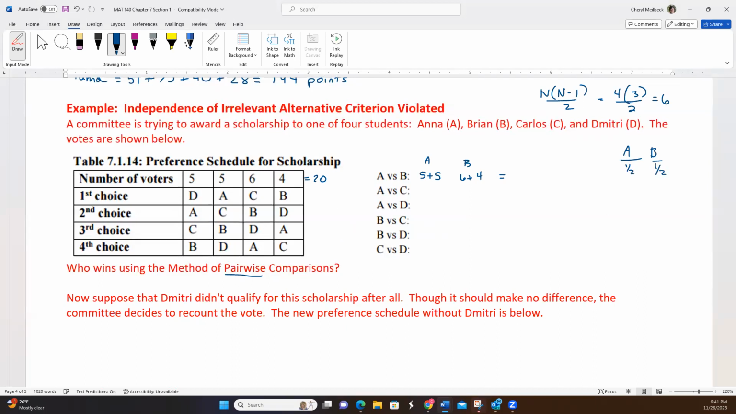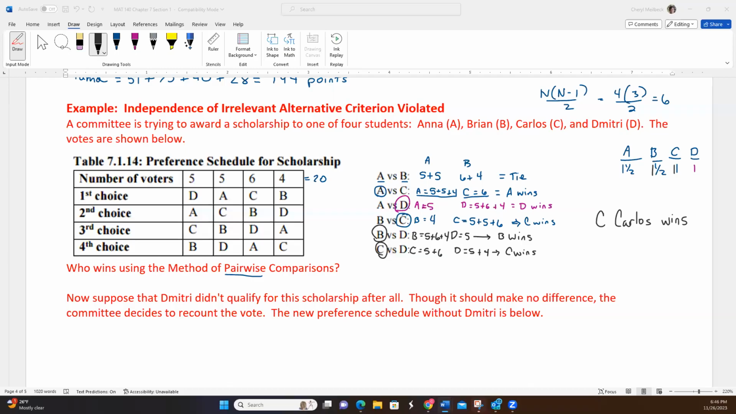I'd like you to try the rest of them, and let's see what you get. So in this matchup, we compared who was ahead. For example, when I look at this comparison with B versus D, in my first column, D gets those 5 points, that's here. In my second column, B is ahead of D, so he gets those 5 points. In this column, B is ahead of D, so he gets those 6 points. And in this column, B is ahead of D, so he gets those 4 points. When we totaled it up, this was 15 compared to the 5 points that D got, so B won.